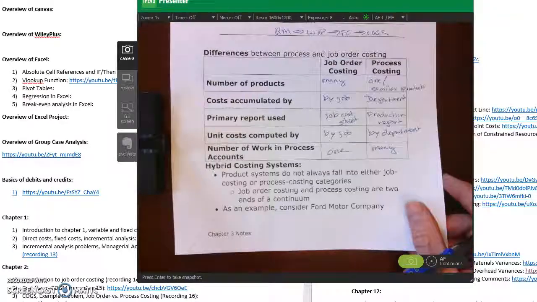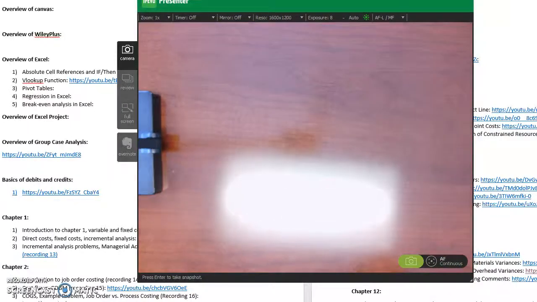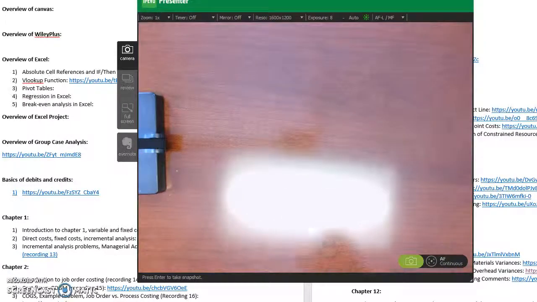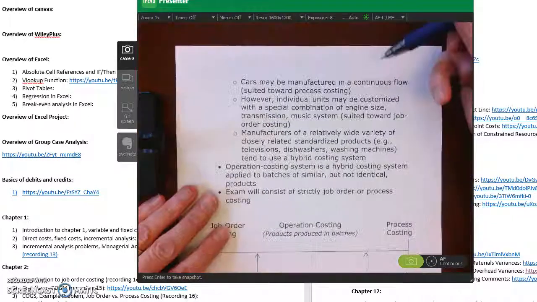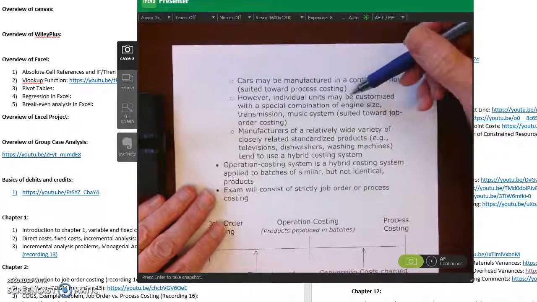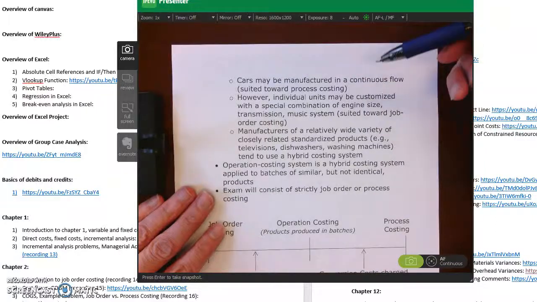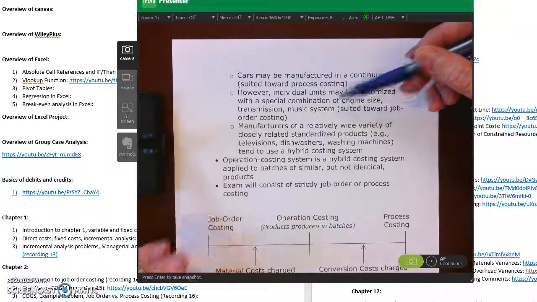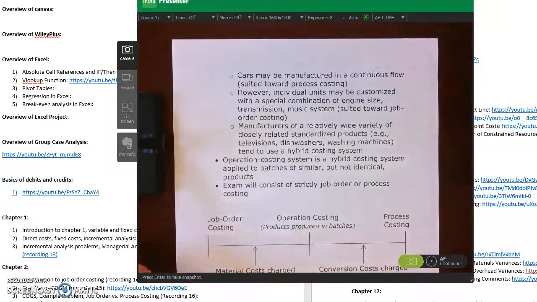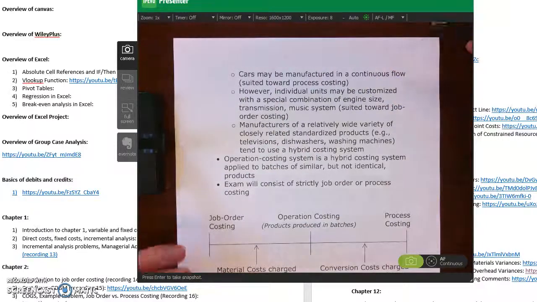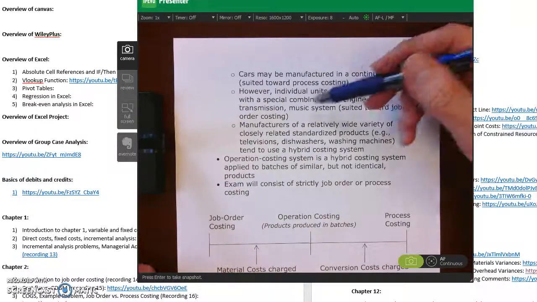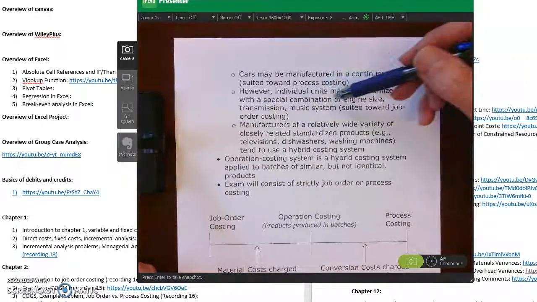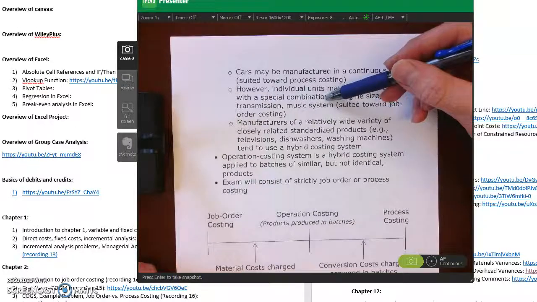For example, you can consider Ford, in the sense that cars may be manufactured in a continuous flow, which is more suited towards process costing. However, individual cars could be customized. They may have a special music system. Maybe one is manual, one is automatic. There are all kinds of different options now that you can get on cars, and that customization would be more towards job order.